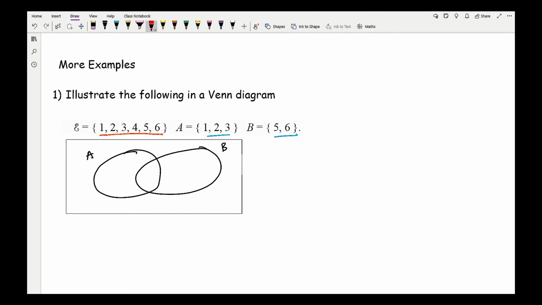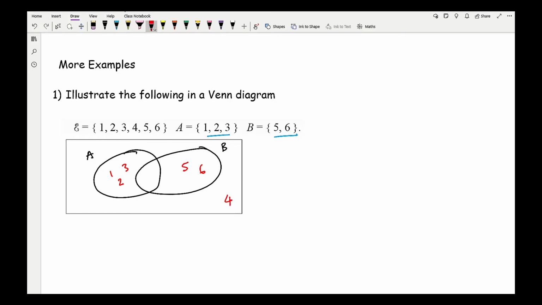So moving on to A, what numbers appear in just A? Well, that's going to be 1, 2, and 3. What numbers appear in just B? That's going to be 5 and 6. And are there any numbers from our total list that we haven't included, that aren't in A or B? Well, that's going to be the number 4. So 4 goes outside. And that will be our completed diagram.